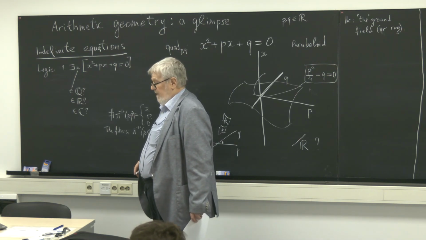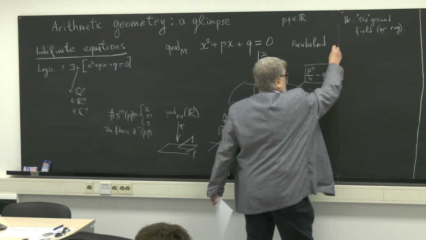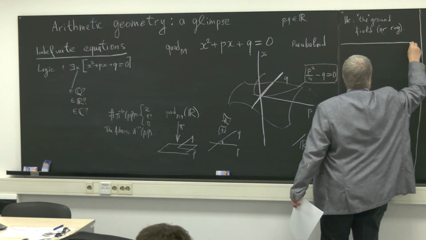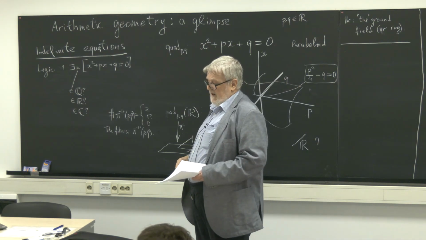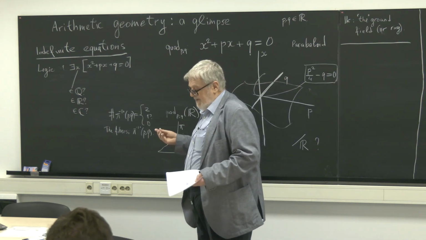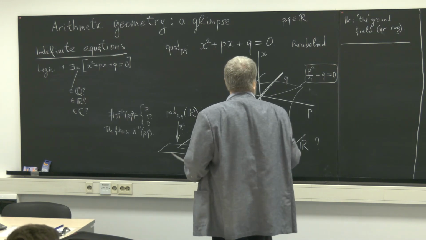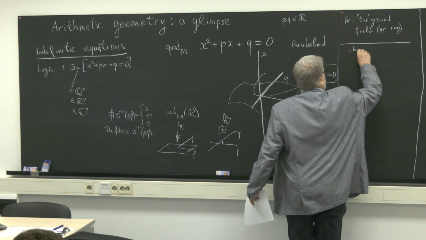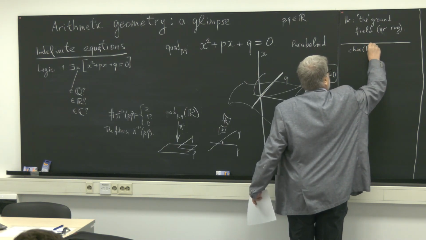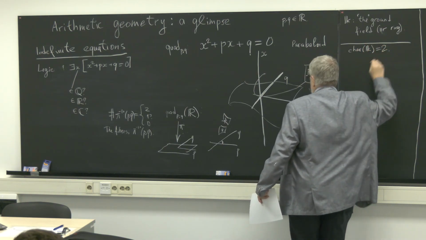Now what I'm going to add about the arbitrary quadratic equations over arbitrary fields is just the case of the characteristic of the ground field being 2.